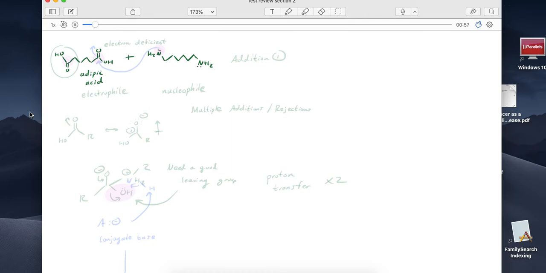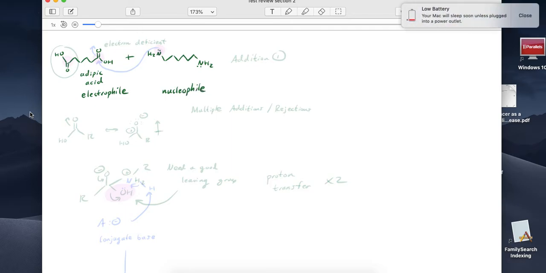Alright. So the key component of this, as with all reactions, you do want to identify your nucleophile and your electrophile. The electrophile is over here. And this one will be your nucleophile.